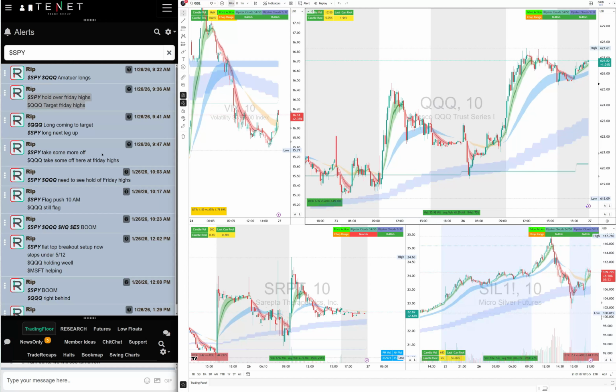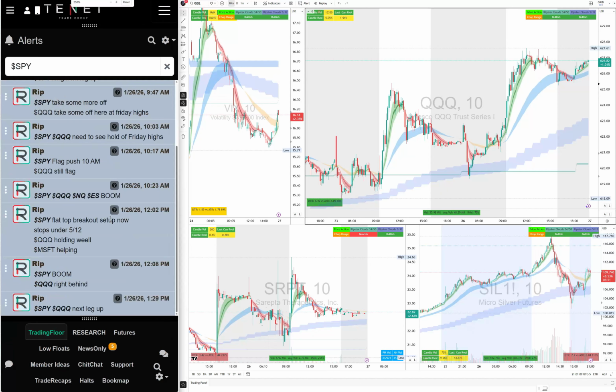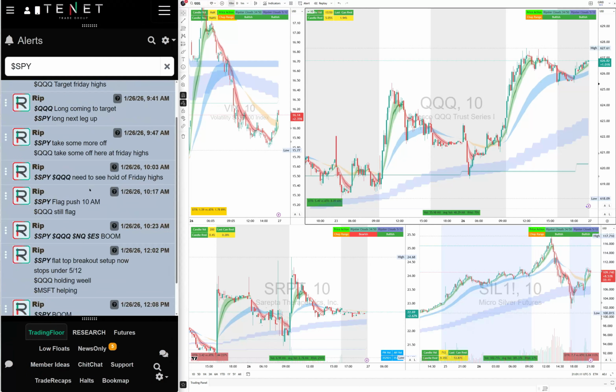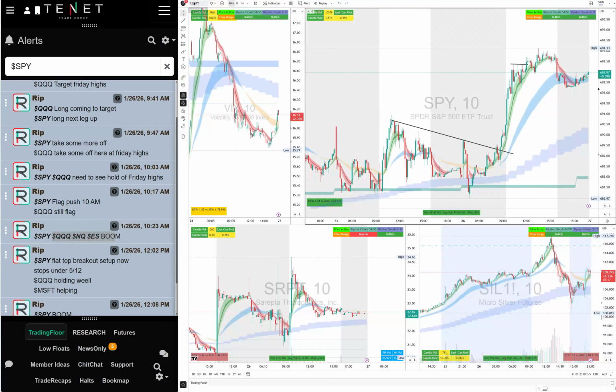longs there as well. I told the traders that we need to hold Friday highs, flag at 10 a.m. This was a 10 a.m. flag, hold it. QQQ still flagging, and from there on, QQQ ran from 623 all the way to 627. SPY ran from 690.50 all the way to 694. 100% on the options. If you traded $1,000 worth of options, you made $1,000 or $1,500.